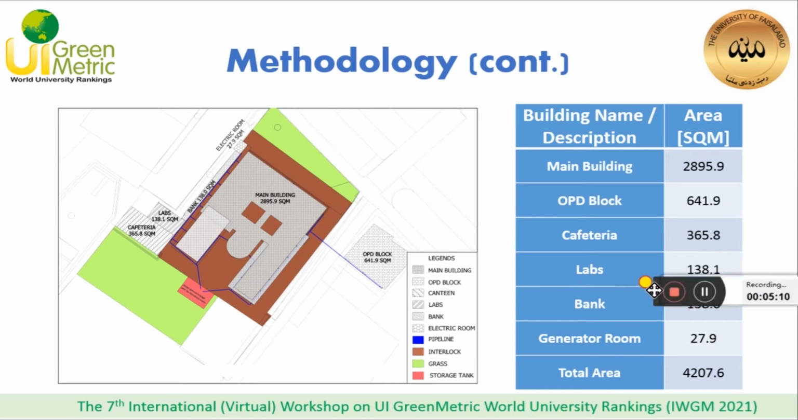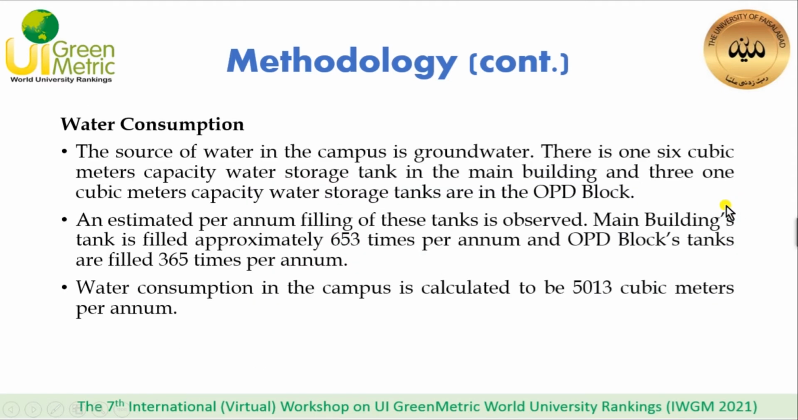Okay, if I talk about the water consumption, the source of water here in the campus is the groundwater, and there are water tanks installed in the main building and OPD block. One 6 cubic meters capacity water storage tank is installed in the main building, and three 1 cubic meters capacity water storage tanks are installed in the OPD block.